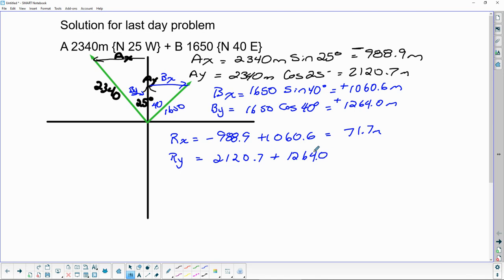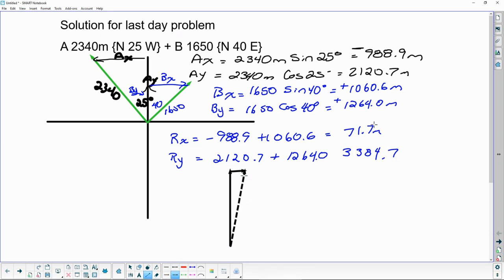So 2120.7 plus 1264. Got a huge number there. Okay, so we have one large north component and one very small east component. So if we just draw our triangle, a large one like that and a small one like this, and our resultant is here.